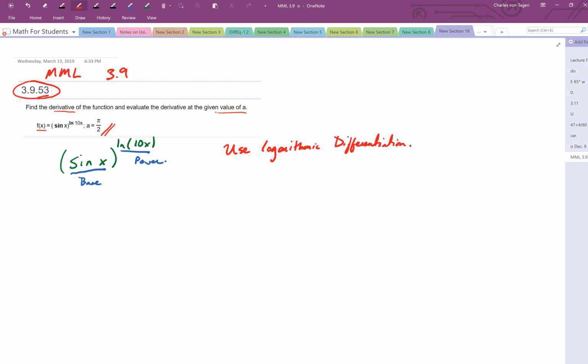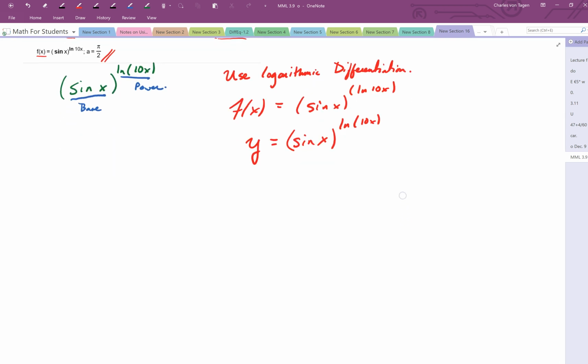Okay, so just for simplicity of notation, we were given the function as f of x equals sine of x all to the natural log of 10x. I'm going to go ahead and rename this y, just so it fits with your notes, how we labeled most of these problems. Okay, so if you remember, what's our next step?